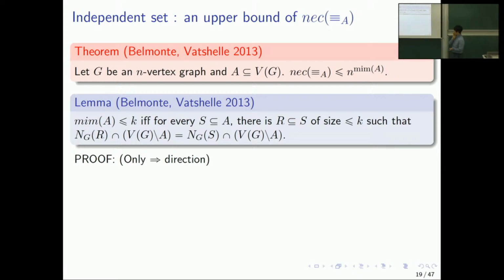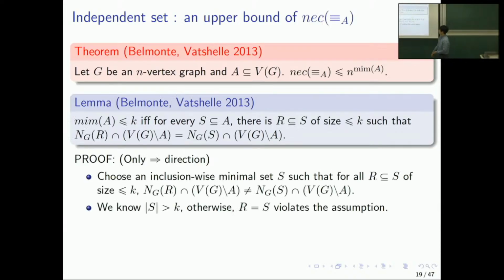And suppose that the right-hand part does not hold. Which means that there is some set S such that for every subset of size at most k, the neighborhoods are different. So among these sets, you choose an inclusion-wise minimal set S such that for every subset of size at most k, the neighborhoods are different. But then you can easily see that the size of S is bigger than k, because if S has size at most k, then you can take R equal to S, and they have the same neighborhood.